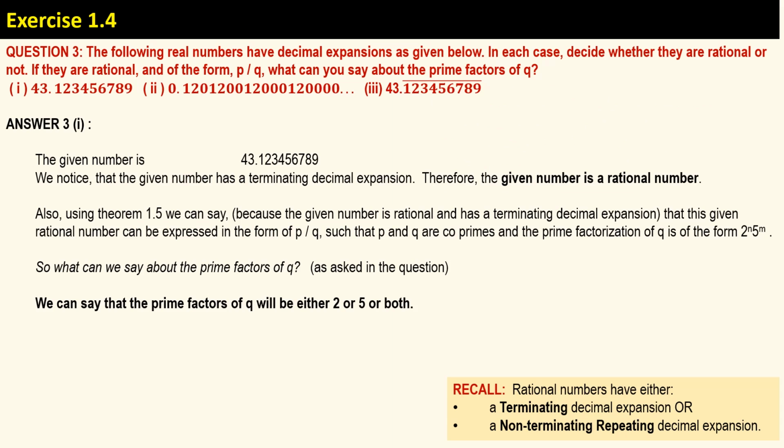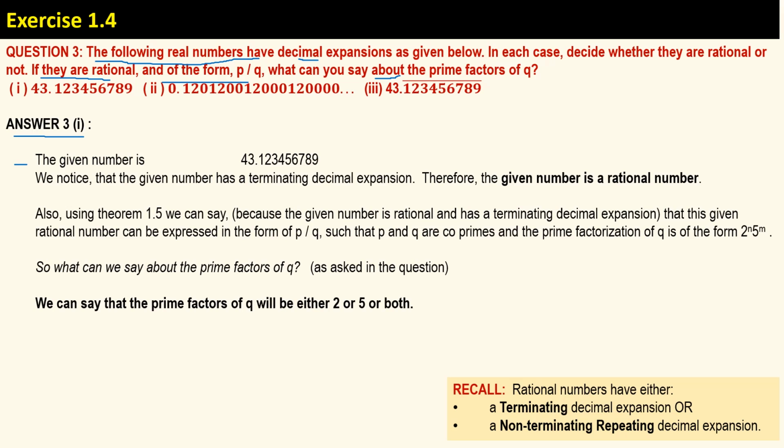Question number 3 says, the following real numbers have decimal expansions as given below. In each case decide whether they are rational or not. If they are rational and of the form P divided by Q, what can you say about the prime factors of Q? So answer 3, 1.